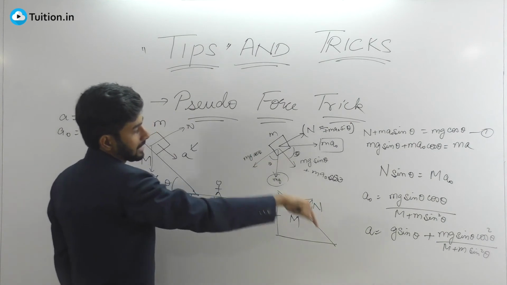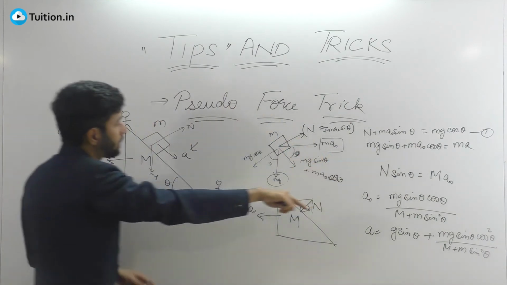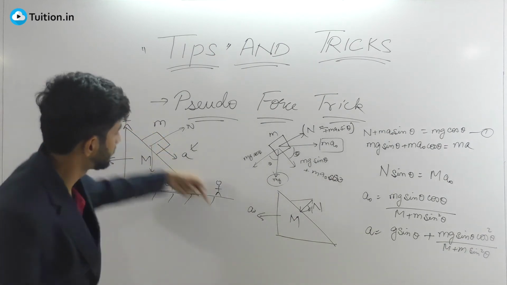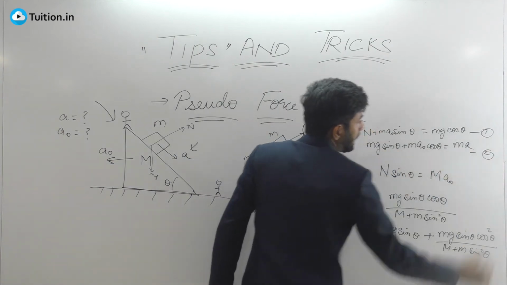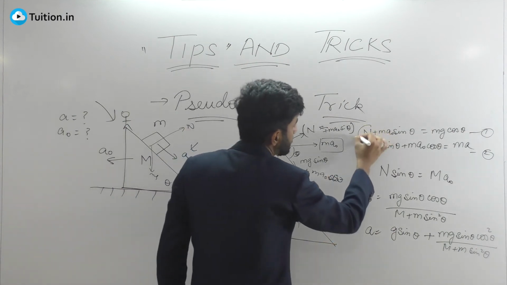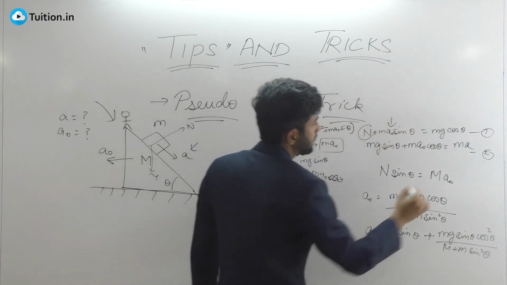The second is along this line, you have mg sin theta and m a naught cos theta, and that is going down with an acceleration a, so the force in that direction is ma. That's the second equation. But as you see in these two equations, you have three unknowns. Your first unknown is N, your second unknown is a naught, and your third unknown is a.